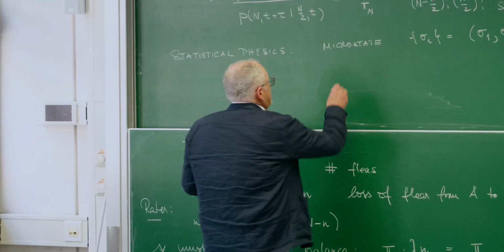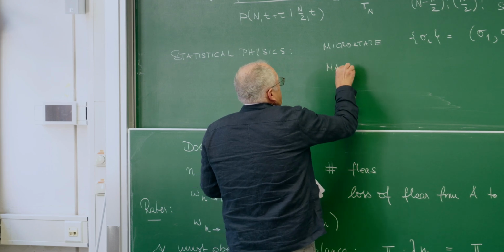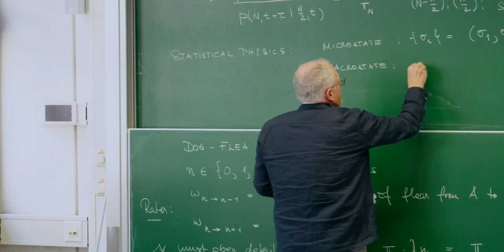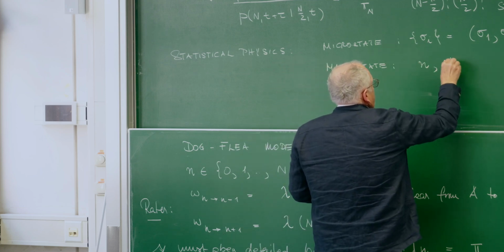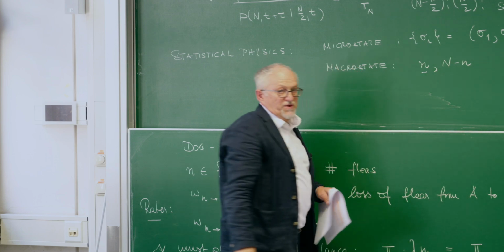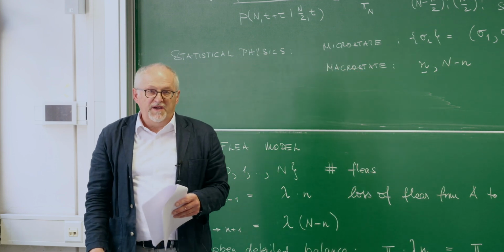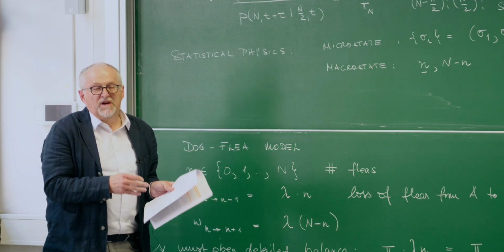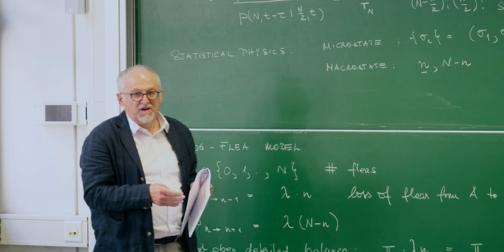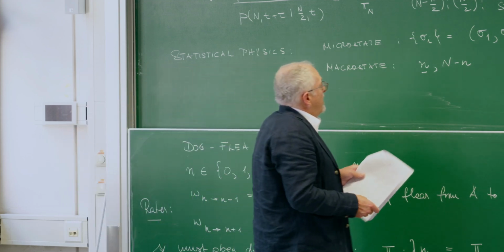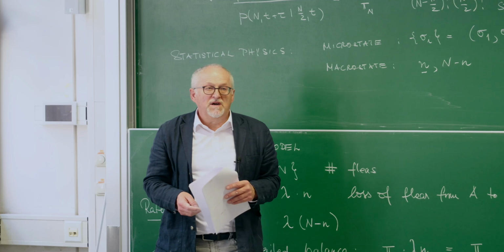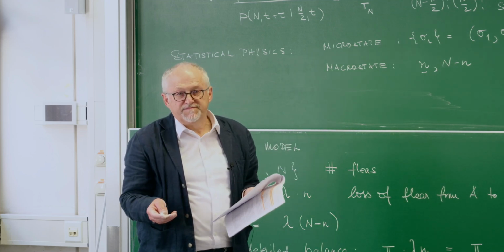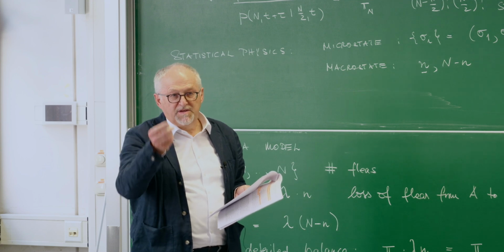Okay, a macrostate would just be that you specify the number n, which is the number of fleas that you have on A. You don't really care about which flea is where, you just want to know how many fleas are on one of the dogs. Okay, how many microstates does this macrostate have? There's two choices, right?